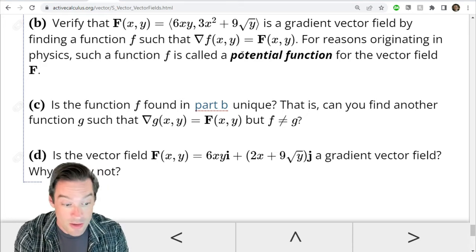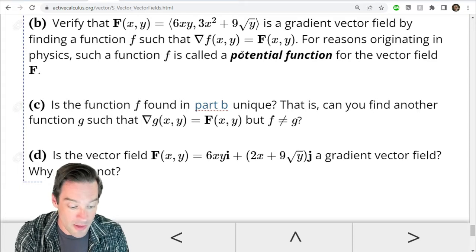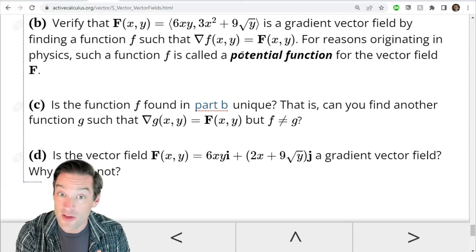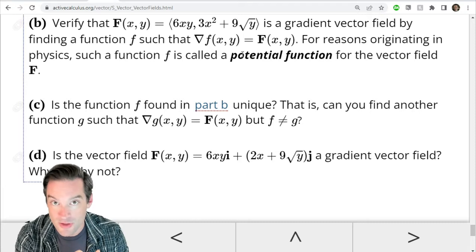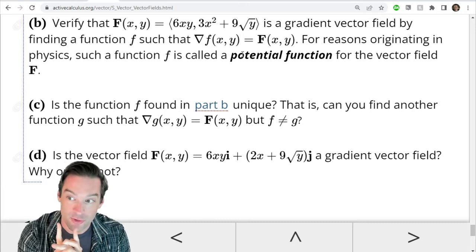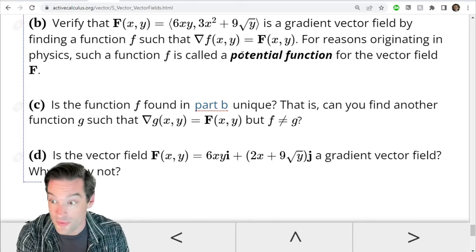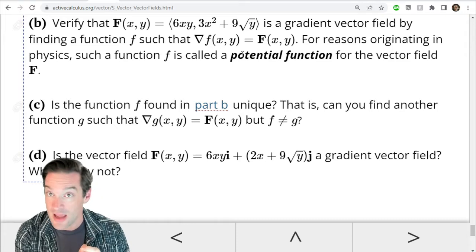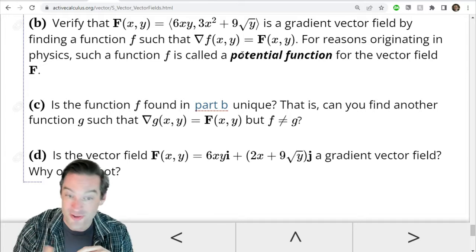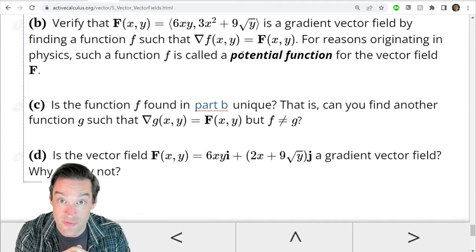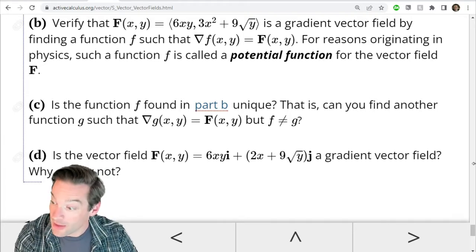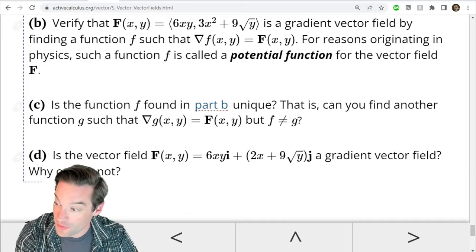So you'll try to find such a potential function for the example in part B, and then in part C, you'll think a little bit about, is this the only option, or could there have been other scalar functions that also have as their gradient this vector field in this problem? So we'll do parts B and C. And then when it comes to part D, I have a few extra follow-up questions to this one, so I've augmented this activity a little bit.